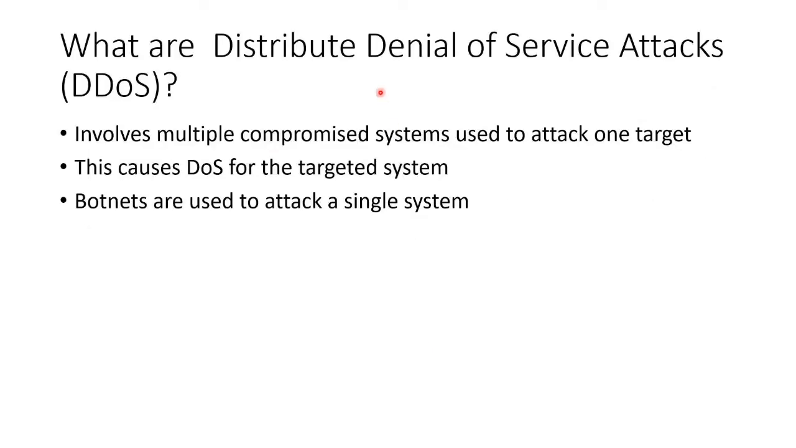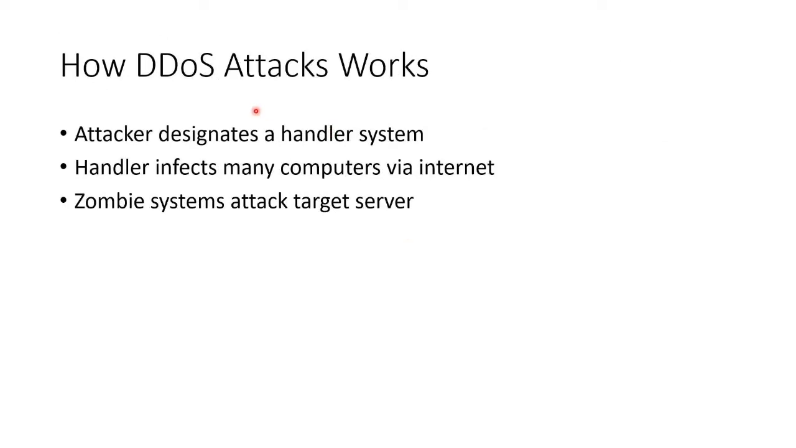So with DDoS, we have to pre-compromise systems and use them as our botnet army. So we're going to compromise multiple systems and use them all together, coordinated to attack one target. And so all of them are aimed at this targeted system. And this is typically done with a botnet to attack the system. So the attacker will designate a handler system. The handler will infect many computers all around the internet. These infected computers are now what we call zombies, and they will receive the command to attack, my mindless minions.